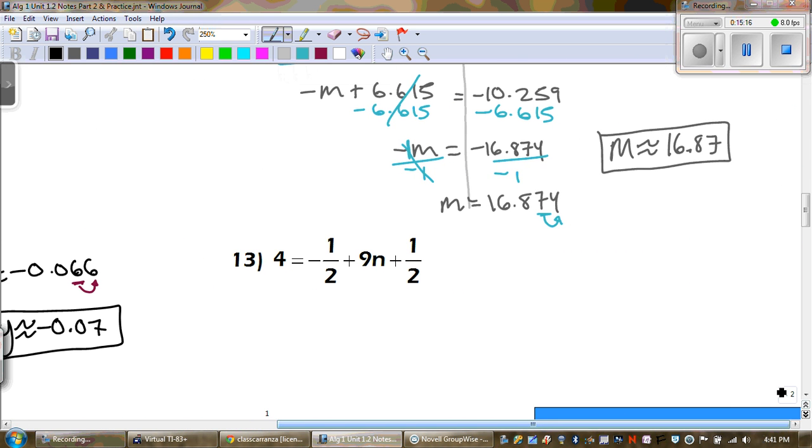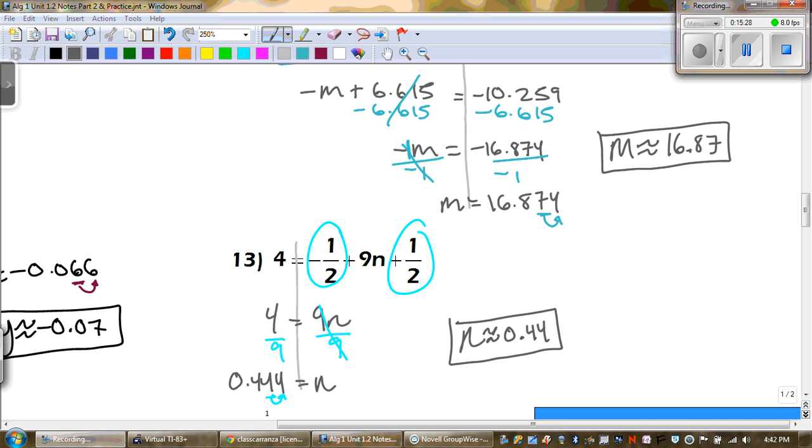All right, last one, number 13. Once again, all on your own. Pause the video, and good luck. Okay, so did anyone notice when it's negative 1/2 plus 1/2 that those cancel out? One's positive, one's negative, and they're the same thing. So poof, they're gone. Okay, divide by 9, and then we need to round.